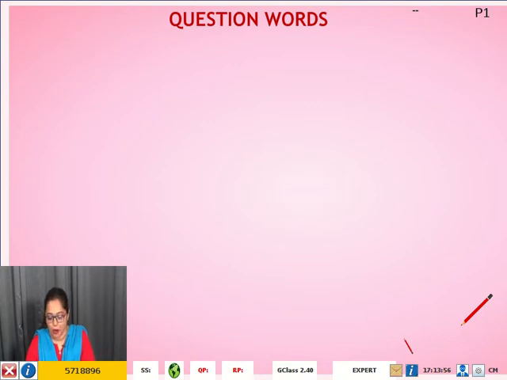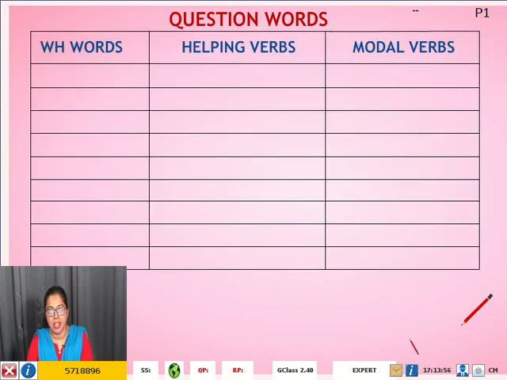Okay, so I hope you all know what question words are: the words which are usually used while making a question. So let's see. What do you see on the screen? You can see WH words, helping verbs and modal verbs. In this table we will get to know what WH words, helping verbs and modal verbs are, with what kind of WH words what kind of helping verbs and modal verbs are used. Associated verbs we will learn.